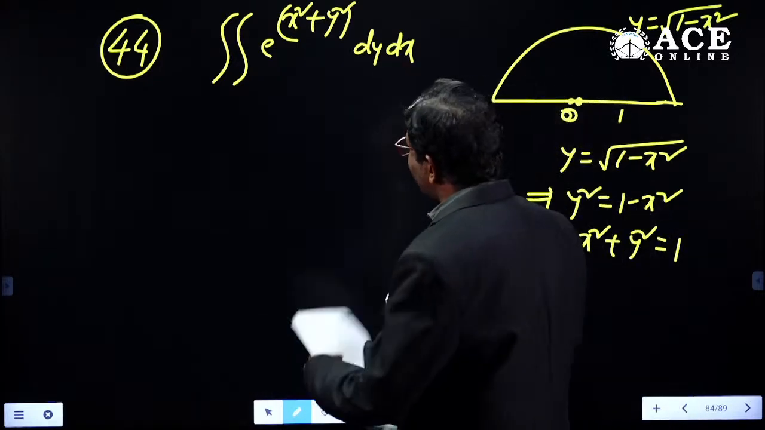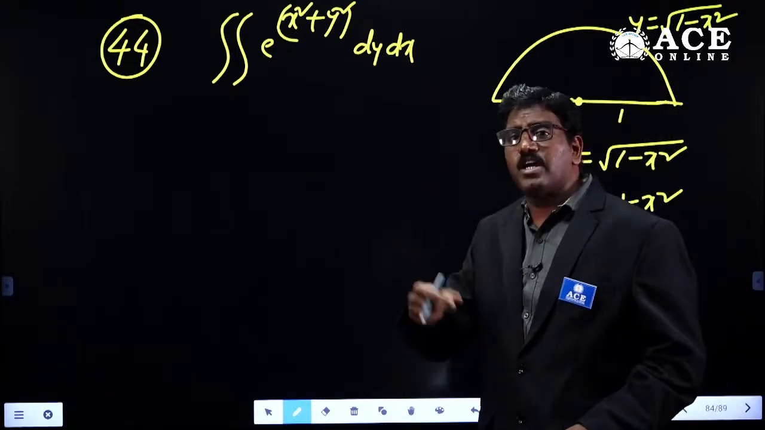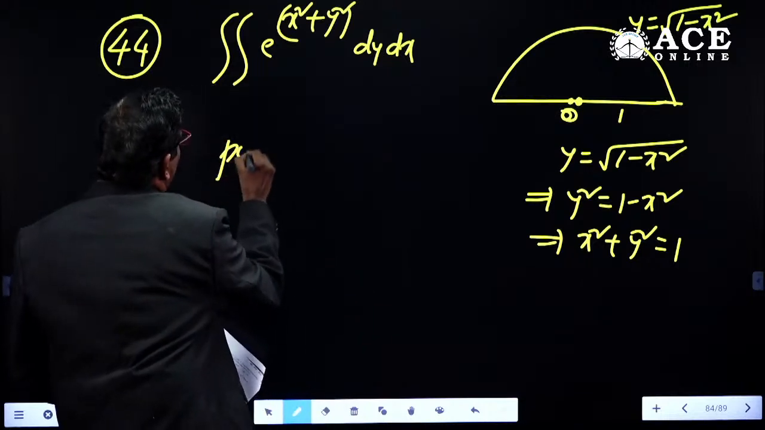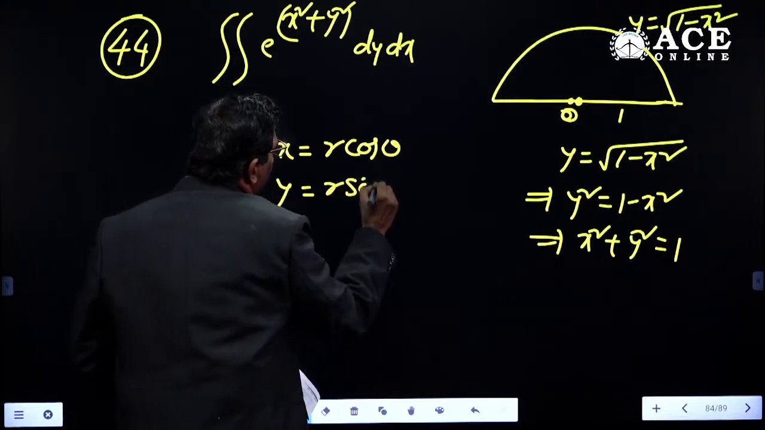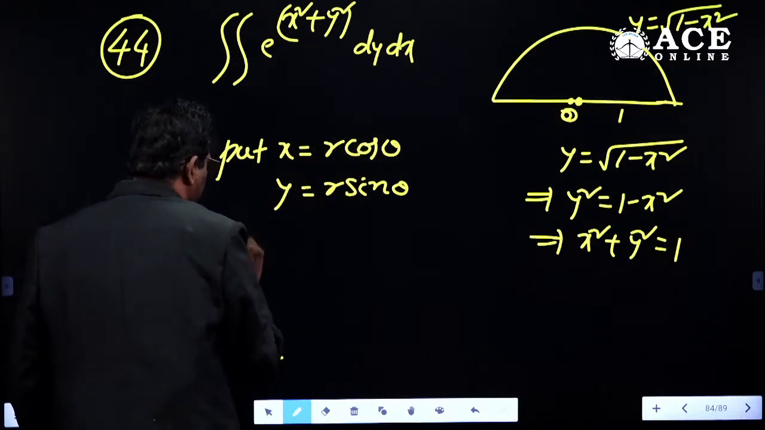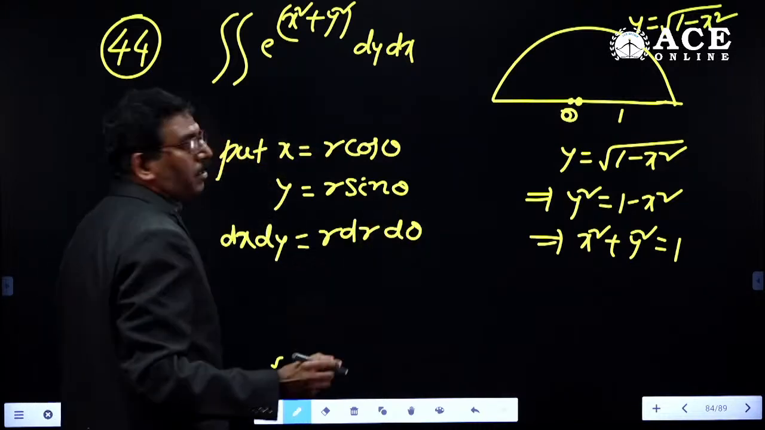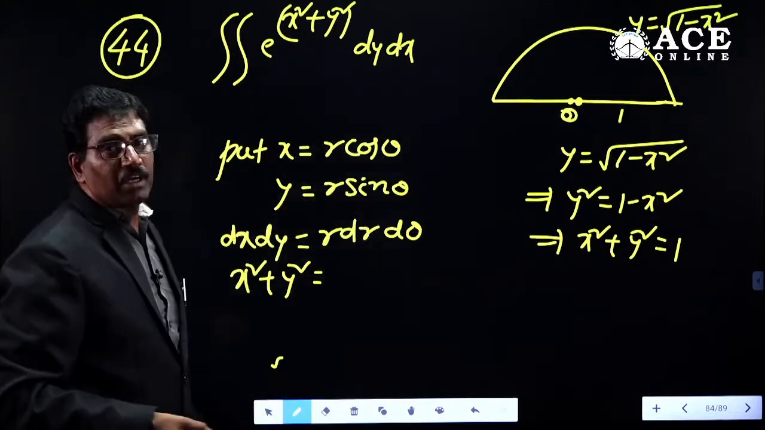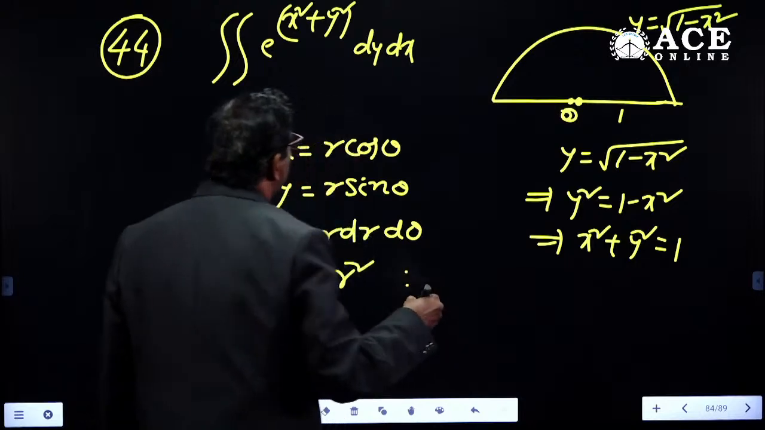Now, all curve shaped means all circular regions, better you convert it into polar form for easy integration. So I will convert it into polar form. Put x is equal to r cos theta, y is equal to r sin theta. Then dx dy becomes r dr d theta. Now what is x square plus y square? x square plus y square is nothing but r square cos square theta plus r square sin square theta, which is r square.